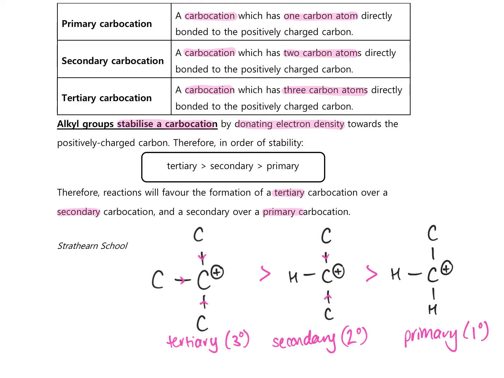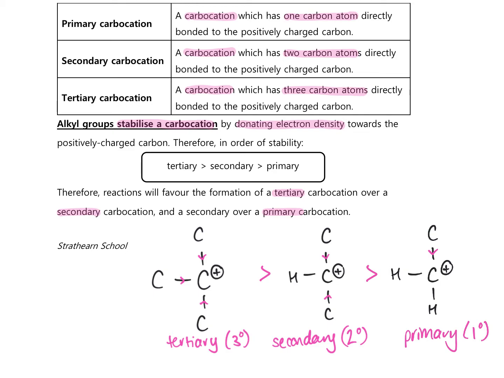And a primary carbocation will only have 1 carbon atom, 1 alkyl group, directly attached to it. And so that group will donate electron density towards the carbocation, but obviously the stabilising effect will be less than the secondary and tertiary in turn, because it only has 1 of these alkyl groups donating electron density and stabilising the carbocation. So primary carbocations are the least stable, followed by secondary carbocations, followed by tertiary carbocations.